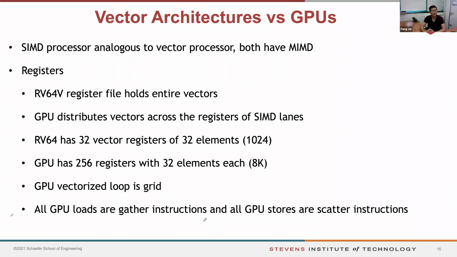A vectorized computer has 32 vector registers of 32 elements, while a GPU has 256 registers with 32 elements, which is much more. The GPU vectorized loop is a grid. All GPU loads are gather instructions, and all GPU stores are scatter instructions.